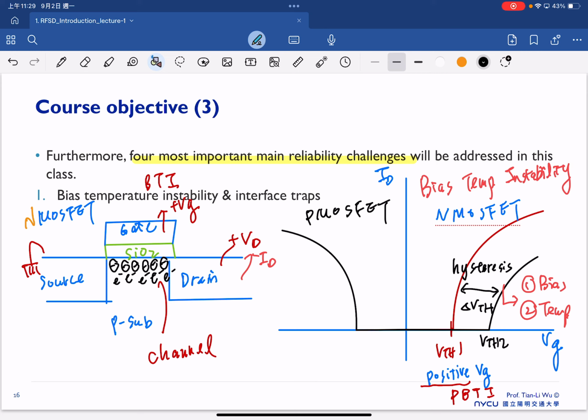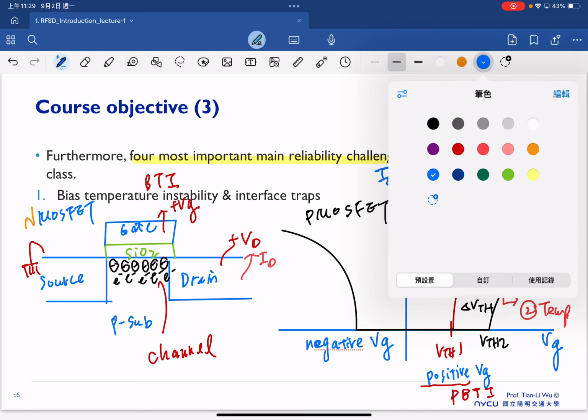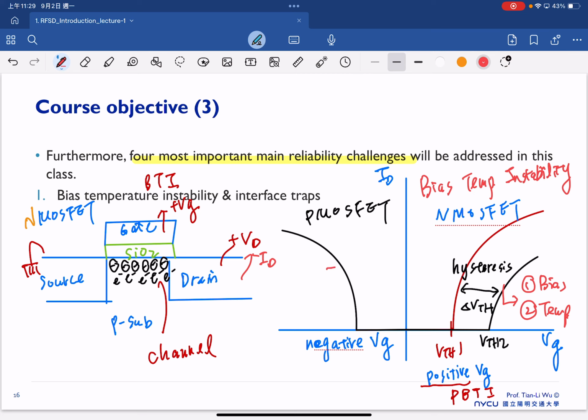So you have to apply the negative VG here. And because you apply negative VG here, sometimes, not always, but sometimes you will see your threshold voltage shift in the negative way. And because this is applied with negative bias to induce the BTI, that's why we call this NBTI.